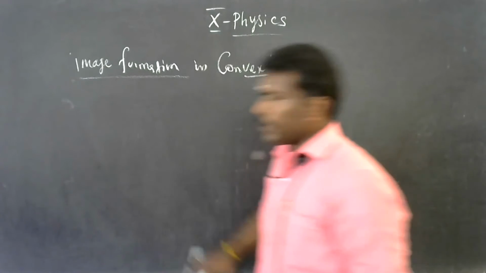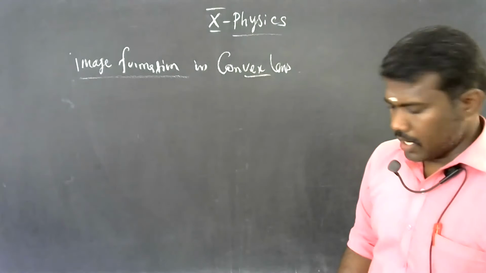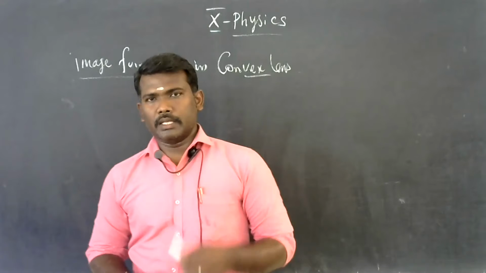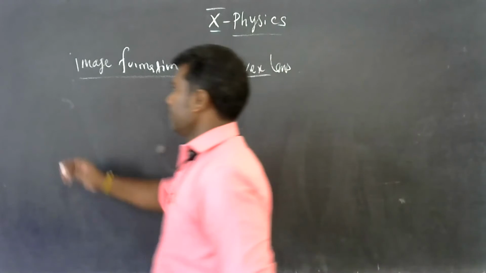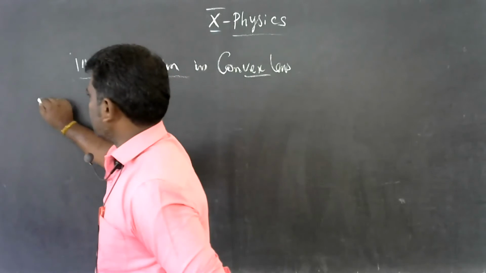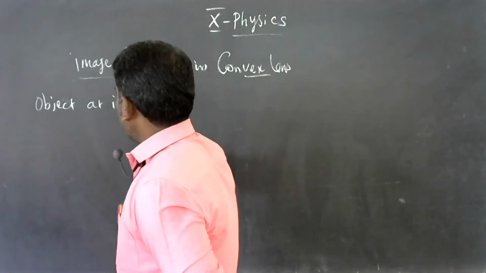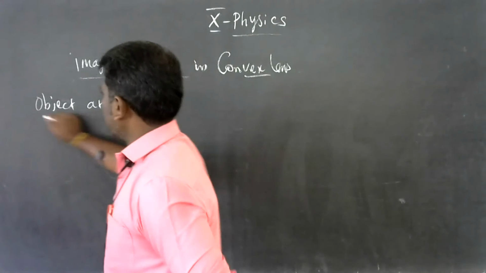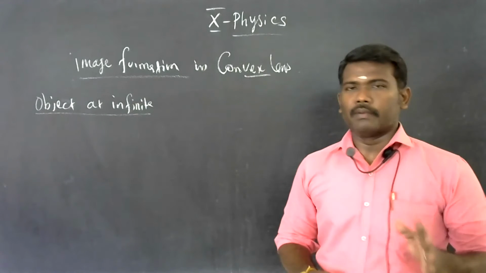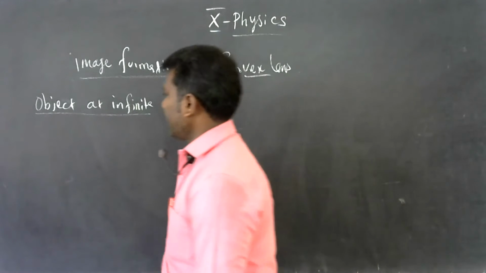for a particular object which is placed at different places, and also we are going to learn the nature of the images. First point: now I am going to locate the object at infinite distance. This is the first case, and all the cases I am going to explain with the convex lens alone. Later we will discuss the concave lens. So, object at infinite distance.